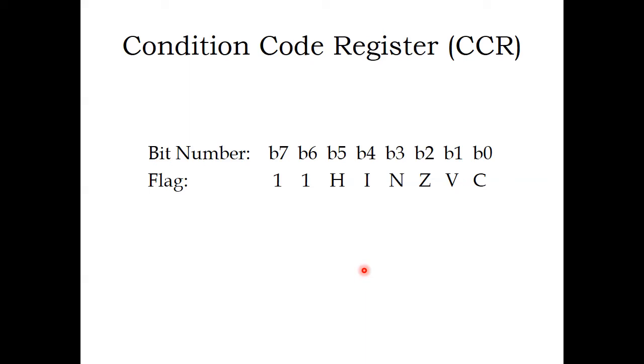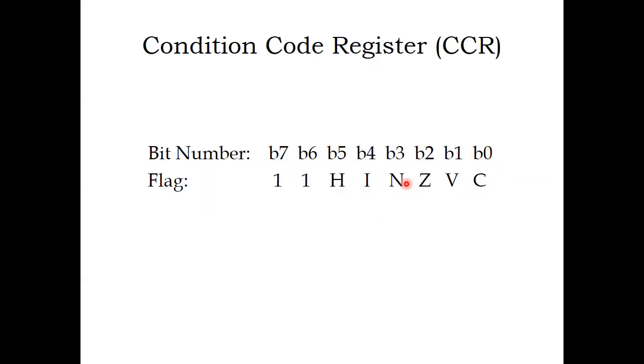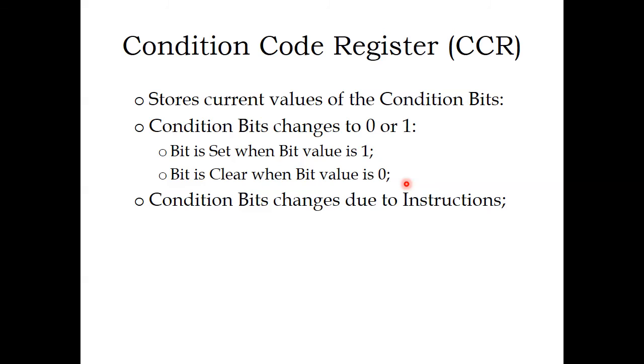Now that means this is a register which is controlled by the microprocessor. You can still work with the register, but we will have these 8 bits which are called condition bits. That's how this register becomes the condition code register. What these condition bits actually do is store the current value of different conditions. We'll talk about this in detail.